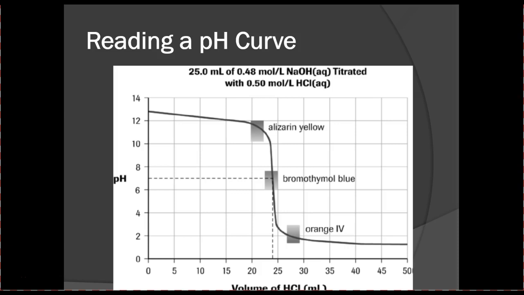What I want you to understand is that a pH curve is usually related to a titration. Our title suggests that 25 milliliters of 0.48 mole per liter sodium hydroxide is titrated with hydrochloric acid, and the "titrated with" part indicates that whatever comes after the "with" is the titrant. It's easy to tell when you have a graph in front of you, because look at your starting pH. It's a little under 13, so our sample is sodium hydroxide.